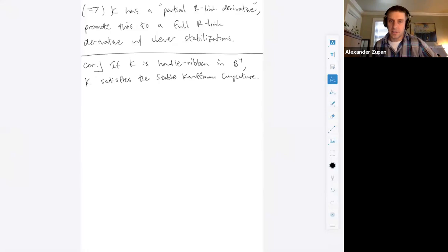Now this is a conjecture that I've been actively trying to prove. The difference between having a slice derivative and having an unlinked derivative is so great that it seems like this conjecture has to be true if we have any hope of slice-ribbon being true. I guess I think slice-ribbon is false, but I believe the stable Kauffman conjecture could be true.